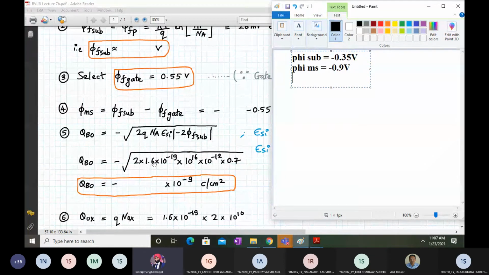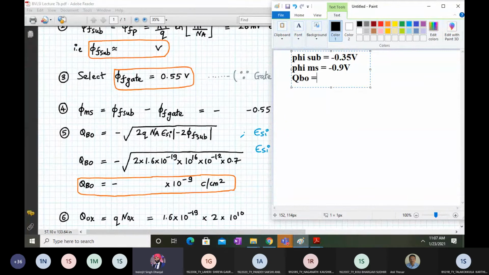Q is 1.6 into 10 is to minus 19. Na is 10 is to 16. And epsilon Si we have calculated earlier. It is 10 is to minus 12. So directly we can substitute 10 is to minus 12. Okay. So I will wait for 10 seconds for the answer for QBO. Has anyone found out the value of QBO? Please type in the meeting chat.